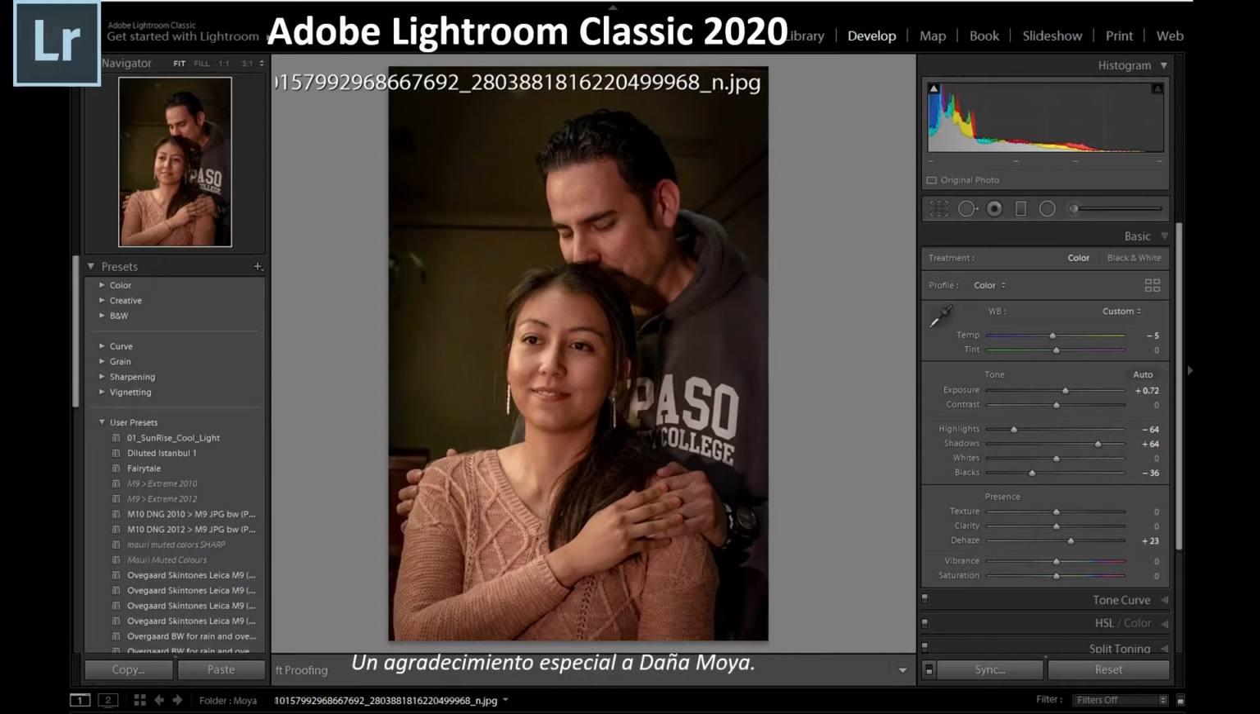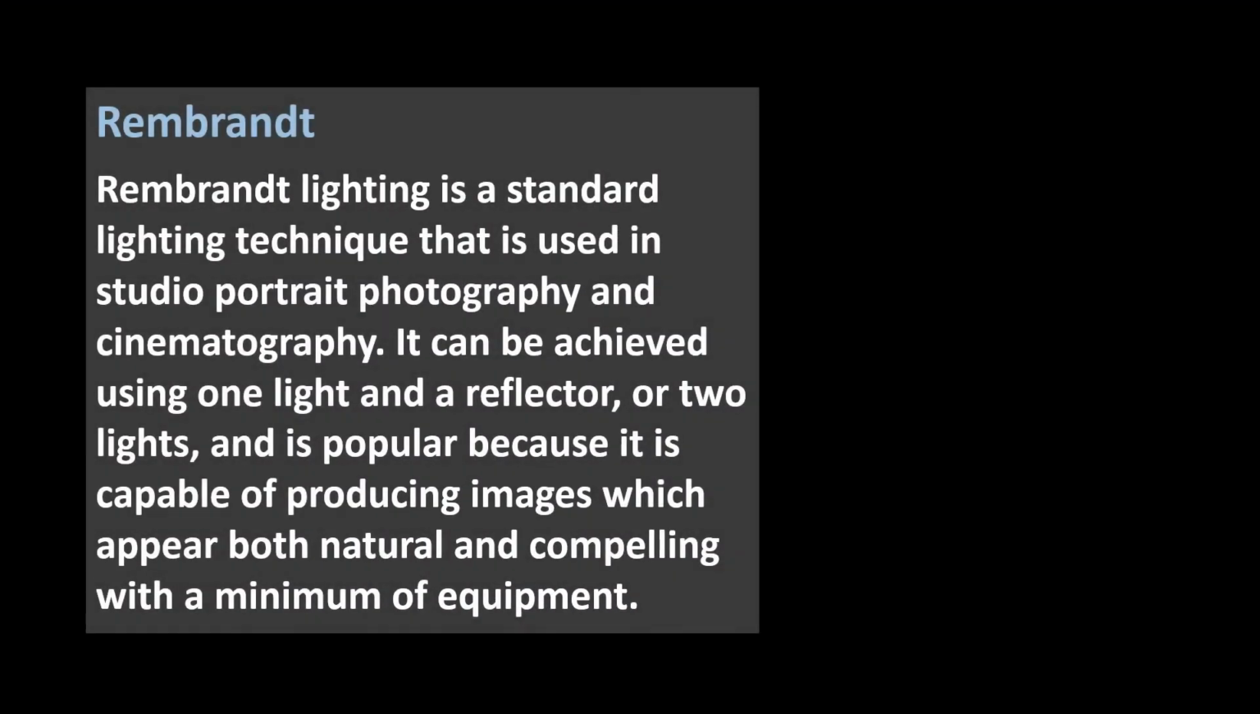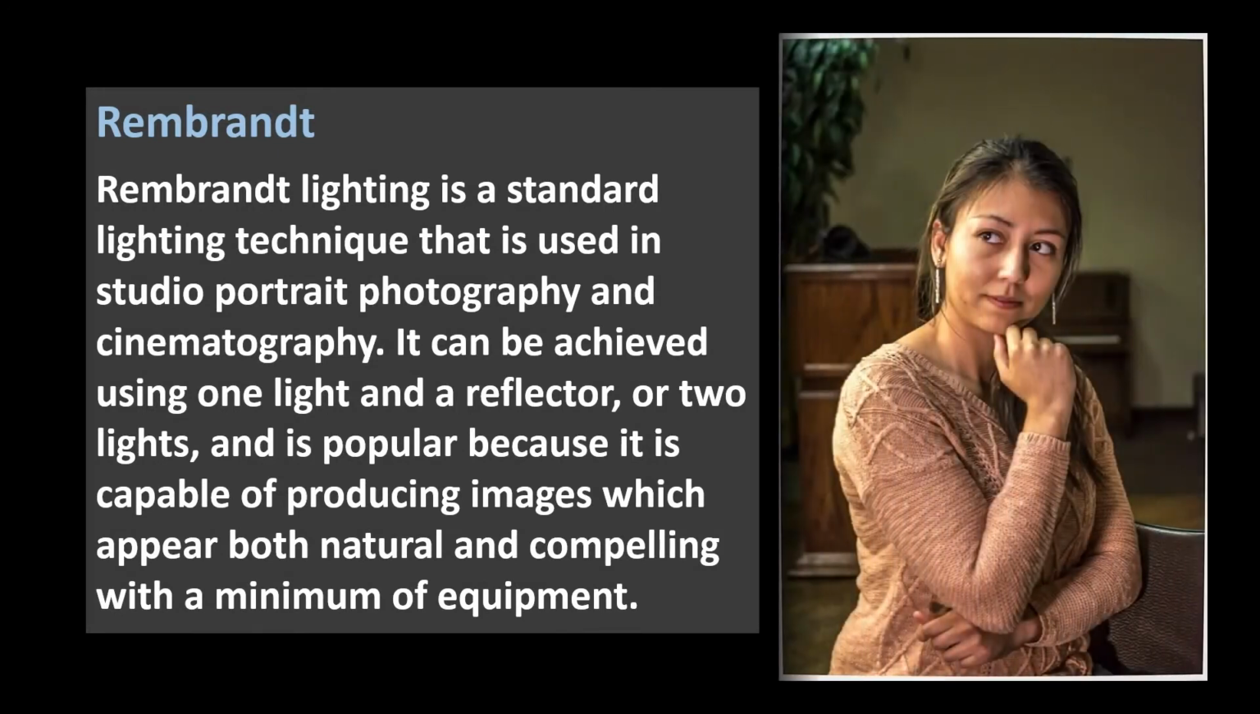Rembrandt. Rembrandt lighting is a standard lighting technique that is used in studio portrait photography and cinematography. It can be achieved using one light and a reflector, or two lights, and is popular because it is capable of producing images that appear both natural and compelling with a minimum of equipment.